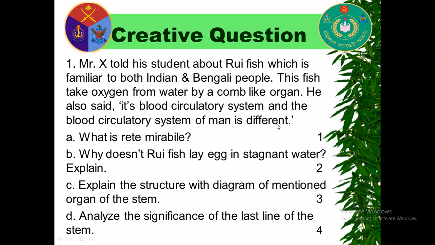Read out the stem, comb-like organ. So what is the name of the comb-like organ? It is actually the gill. So you have to write down the structure of the gill. Now number D, analyze the significance of the last line of the stem. What is the last line? Its blood circulatory system and the blood circulatory system of man is different. So you have to analyze the blood circulatory system of rui fish and ours. This is your home task.